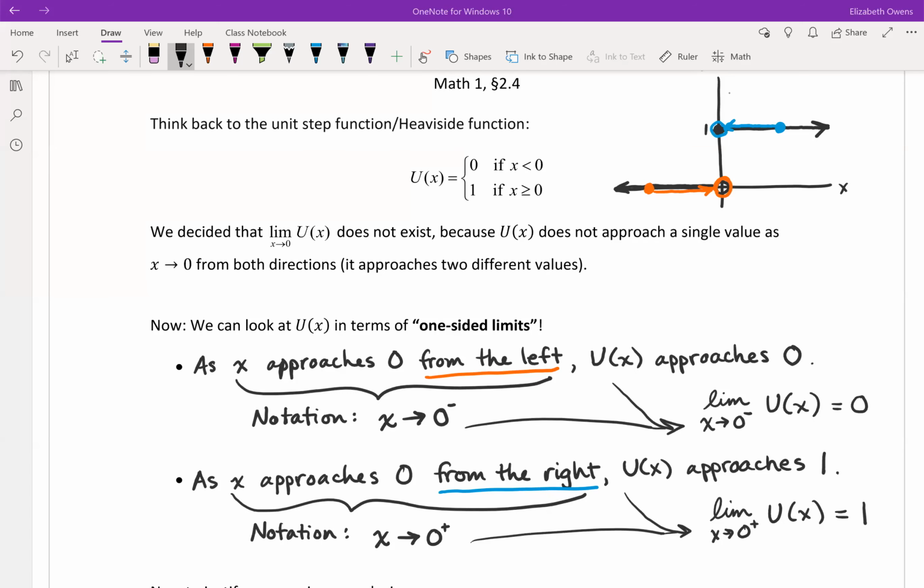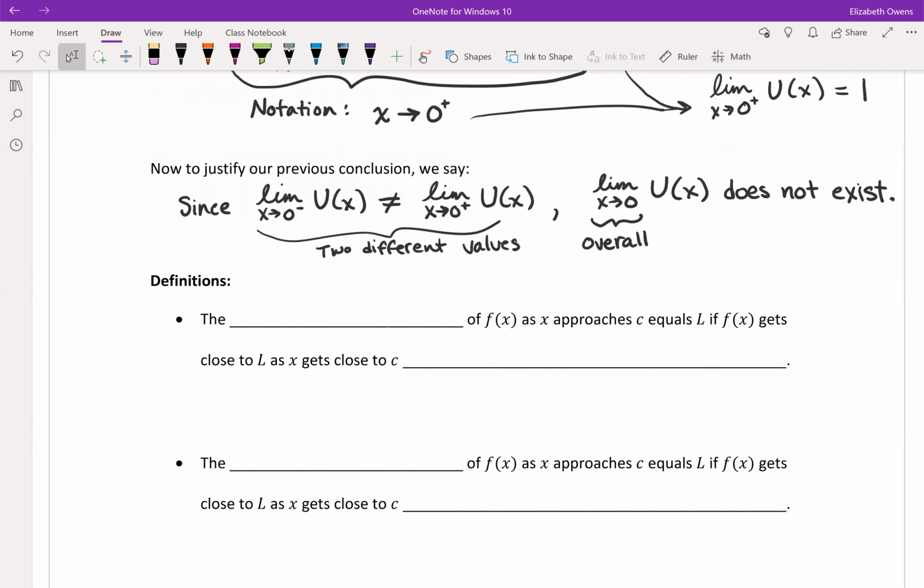All right, so we've gotten a look at one-sided limits by looking at the unit step function. Now we're going to define these one-sided limits in more general terms. Okay, so here are our definitions.